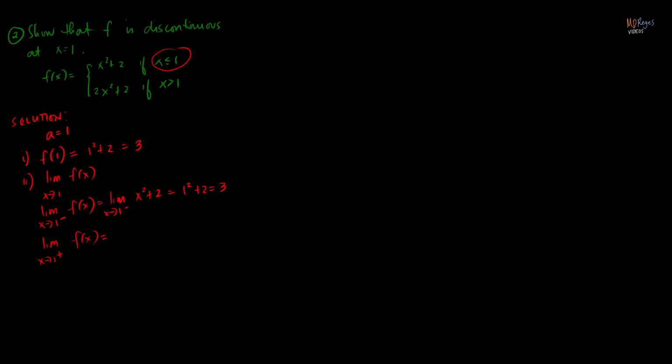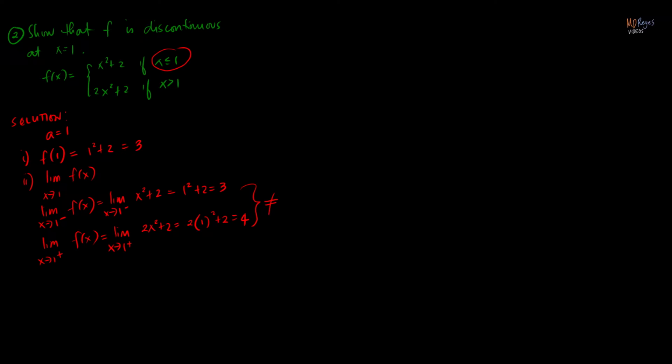Now, in the limit of f of x as x approaches 1 from the right, it means x is a number greater than 1. So we take the limit of the second function, 2x squared plus 2, as x approaches 1 from the right. Again, substituting 1 for every x in the function gives us 2 times 1 squared plus 2, which is equal to 4.